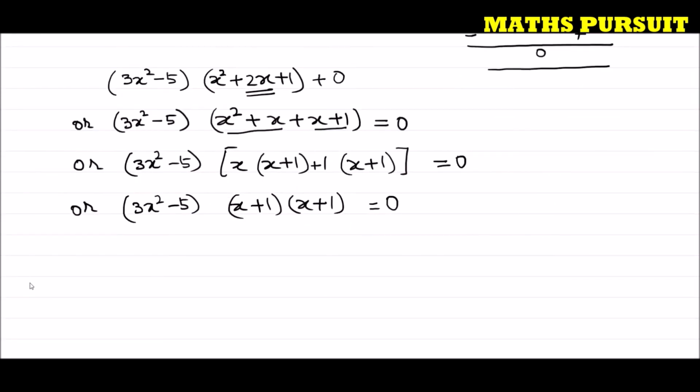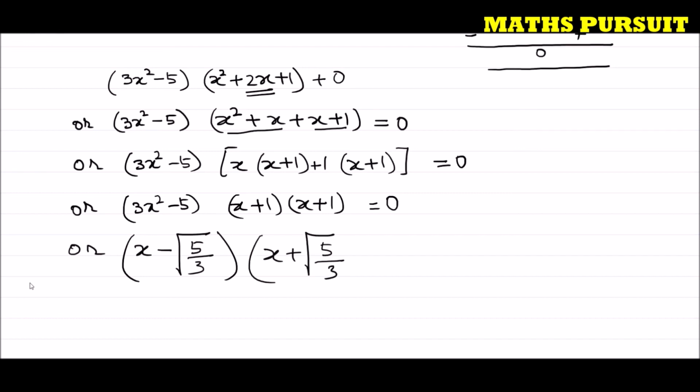We very well know that this 3x to the power 2 minus 5 is having two zeros. One zero is x is equal to, I can write in this way, x minus root of 5 upon 3, and the other one is x plus root of 5 upon 3. This is 3x to the power 2 minus 5. And again here we got x plus 1 into x plus 1. These are the two things we got here.